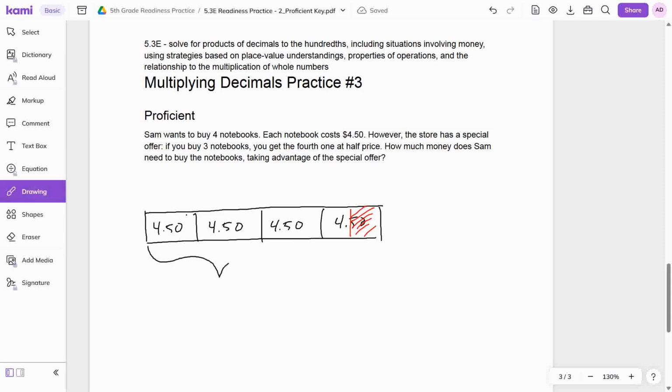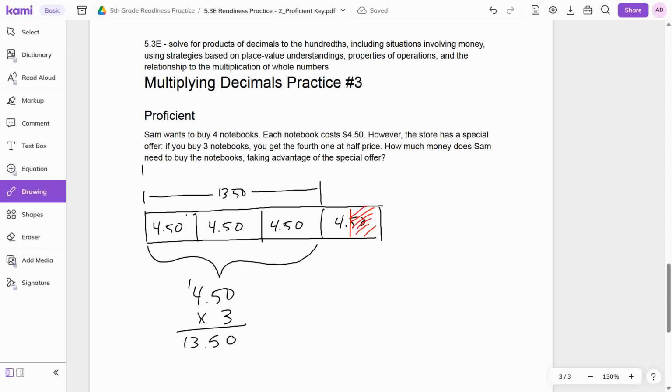First, let's figure out how much that costs. That's 450 times 3, because even though there's 4 notebooks, there's only 3 that cost the full price. The fourth one we're going to take half of. So let's get that 0, that's 15, that's 12, that's 13. Okay, so 1350 is this one.